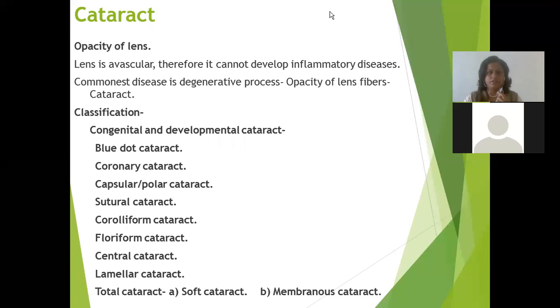So today we are starting about the cataract. In the previous lecture we studied the cataract and its different types in detail.